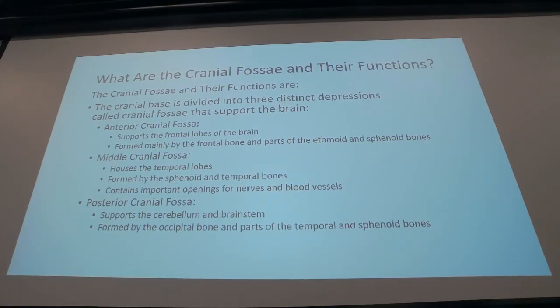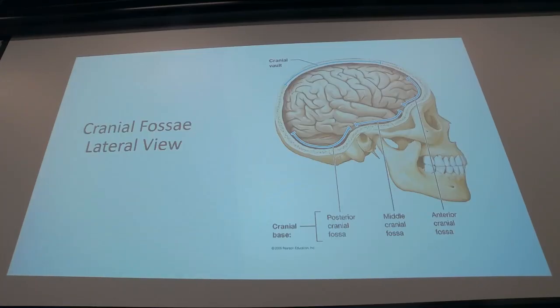Now, the most posterior cranial fossa, of course, is the posterior cranial fossa, and it supports the occipital lobes, the cerebellum, and the brainstem. It's made by the occipital bone and parts of the temporal and sphenoid. So here's the location of these three fossas.